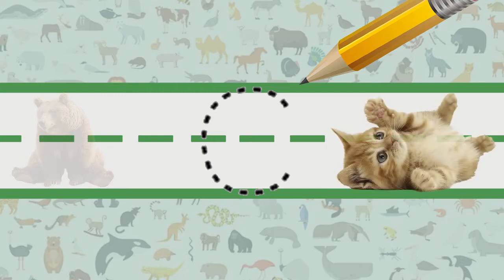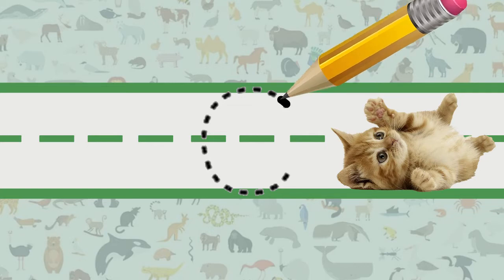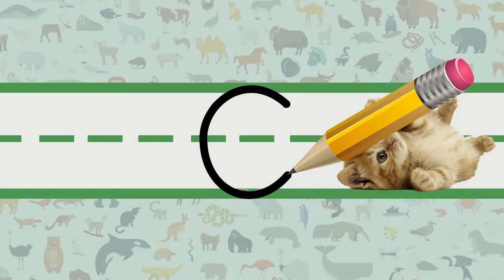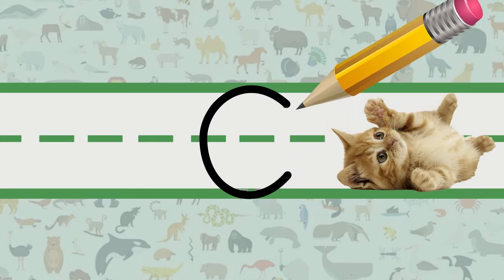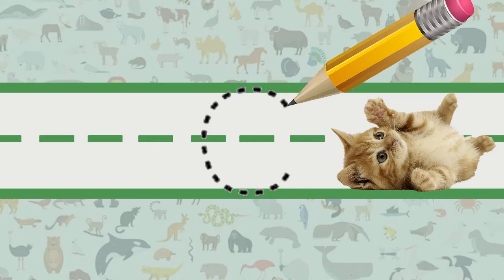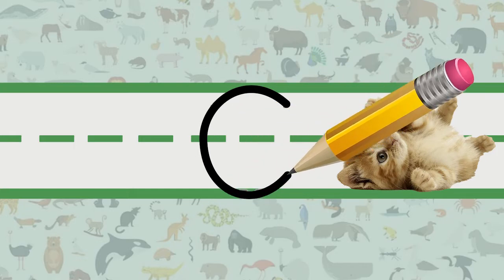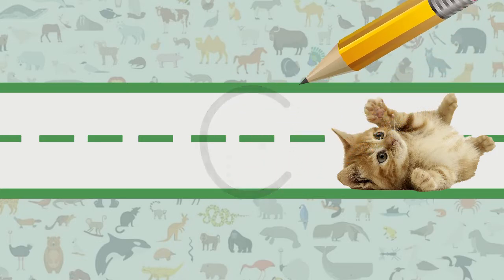C is for cat. For capital C, or big C, start at the top in the corner and draw a curved line down to the bottom. Good job! Let's do that again. Start at the top in the corner and draw a curved line down to the bottom. Good job! Now let's do small c, or lowercase c.